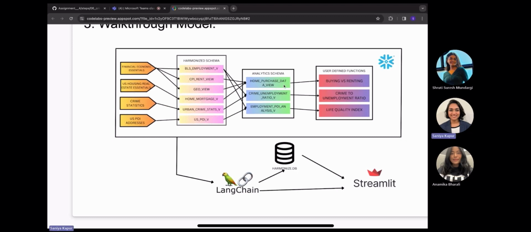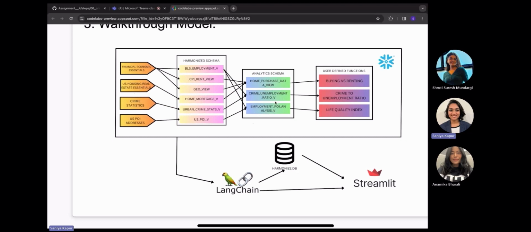So what these SQL processes do is, one tells you the statistics of what the prices of rent and what mortgage prices are there in that particular area. The crime unemployment ratio gives you the crime rate in that area, the unemployment rate in that area, and gives you an analysis on what basis these two factors are related in that particular area. And the third talks about employment POI analysis. In this, we see what kind of schools and infrastructure there is in that particular area, schools, hospitals, etc.